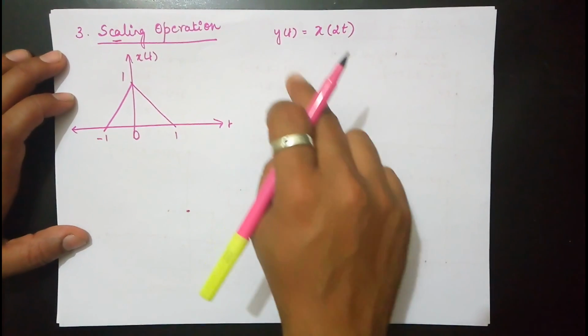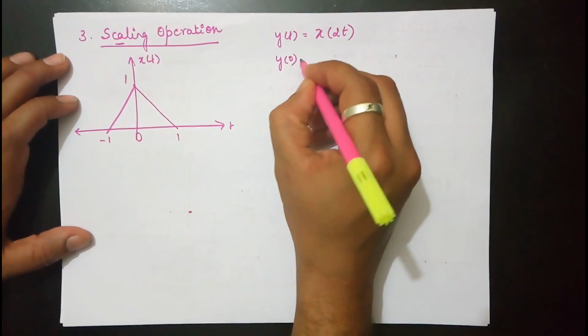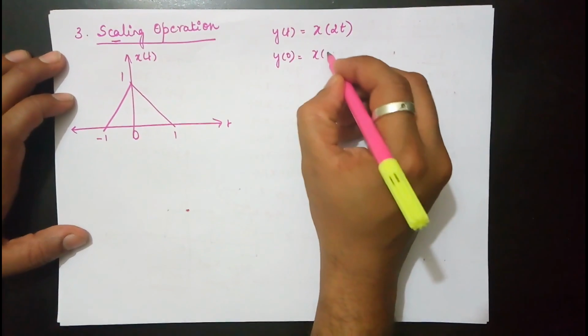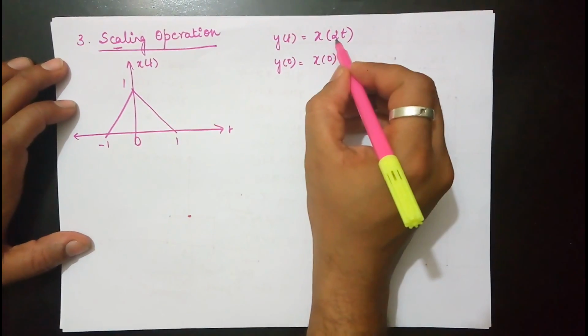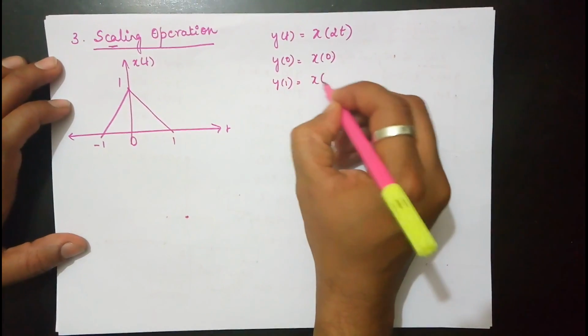Right? Now how would I plot this? By again putting the values for t. Now if I put y of 0, I would be getting x of 0 because 2 into 0 is 0. Y of 1 is x of 2.